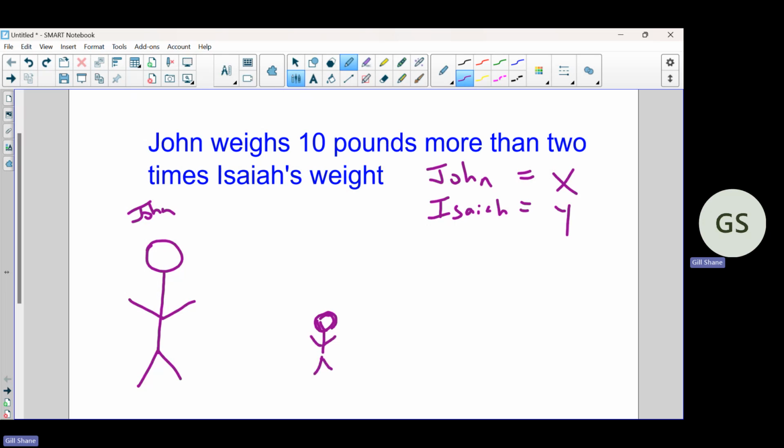There you go. So amazing artist. So now, oh, that's Isaiah.